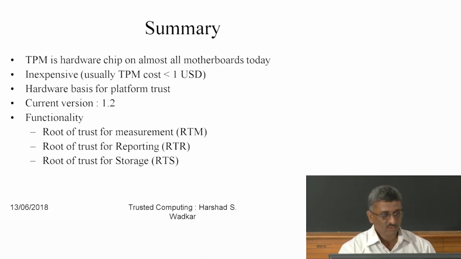Let's come to the summary right now. The TPM is a hardware chip on almost all motherboards nowadays. Recently I checked, it was $1 USD, it has now crossed that, it comes at 2 to 4 US dollars. It is hardware based. The current version of TPM is 1.2. The roots of trust, RTM, RTR, RTS, are required.